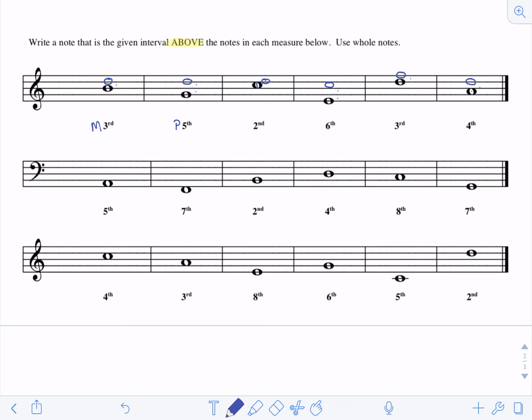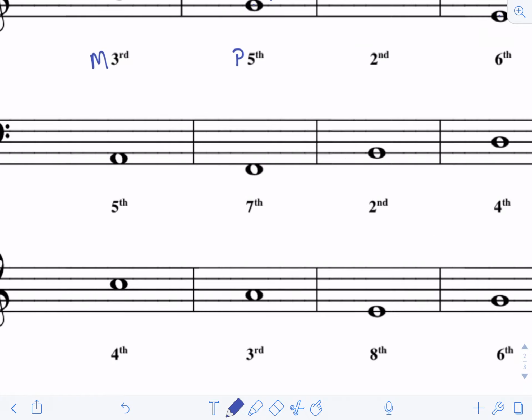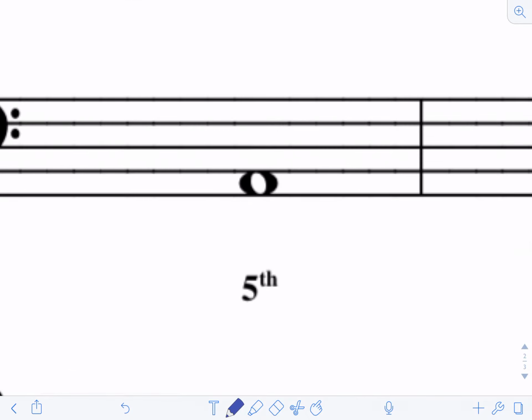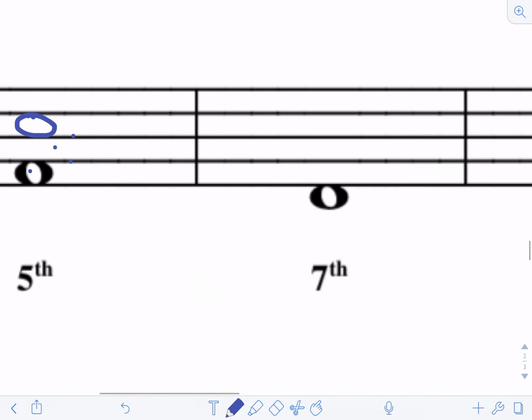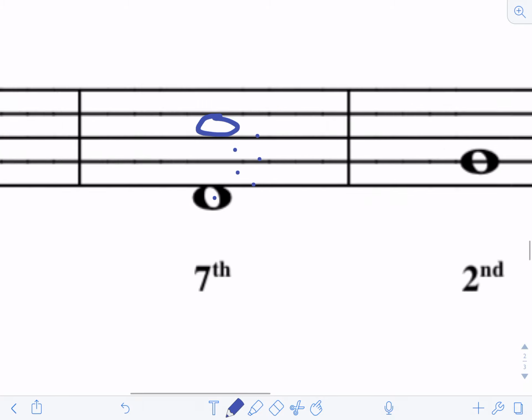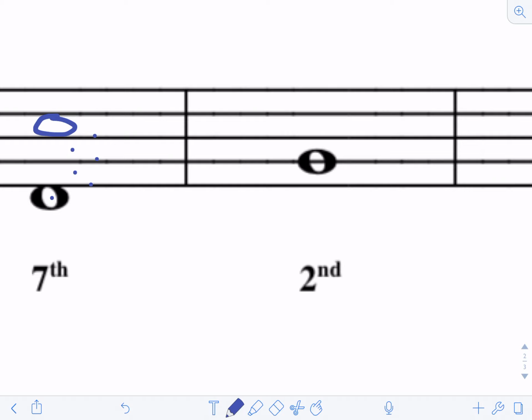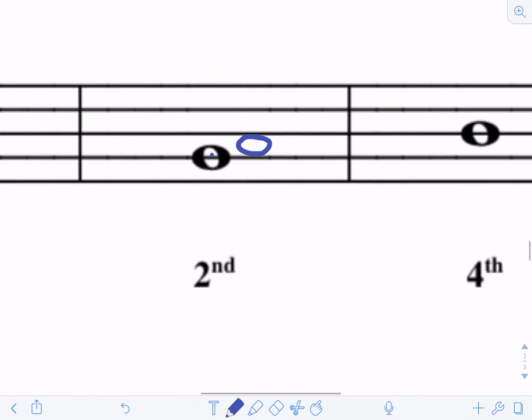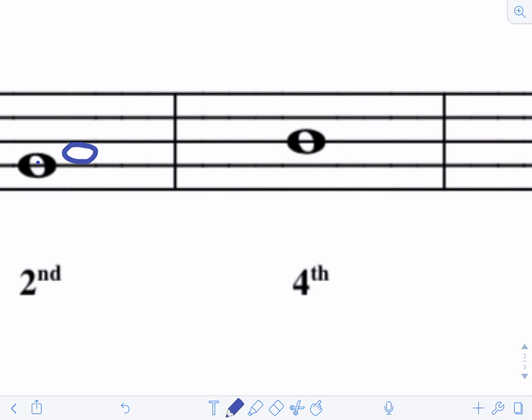I'm going to do one more line with you guys, and then you guys are on your own for the last one. Here we go. A perfect fifth. 1, 2, 3, 4. Here's 5. Seventh, we're going to go up a ways here. 1, 2, 3, 4, 5, 6, 7. Second, 1, 2, the very next line or the very next space. Fourth, 1, 2, 3. Here's your fourth.